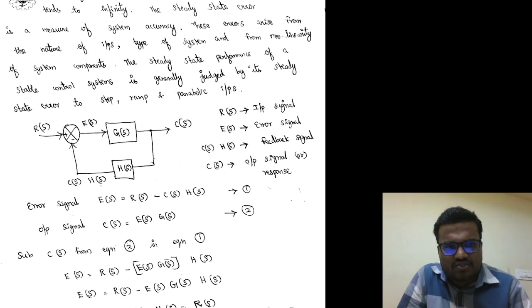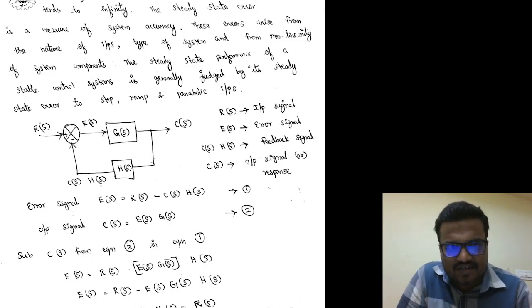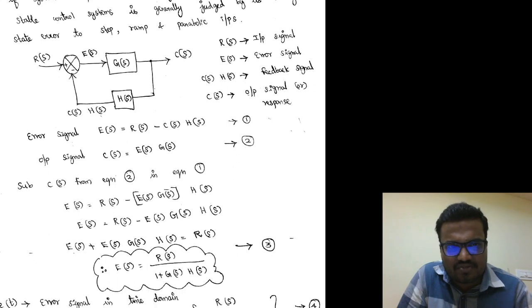Initially the error is generated based on the input and output signals. Here the values are assigned as follows. R(s) is the input signal, C(s) is the output signal, and H(s) is the feedback signal. The input signal is applied to the summer. The output is forwarded to the summer as -1, and the feedback H(s) is collected, so that we get the error signal E(s). The error signal is E(s) equal to R(s) minus C(s) into H(s).